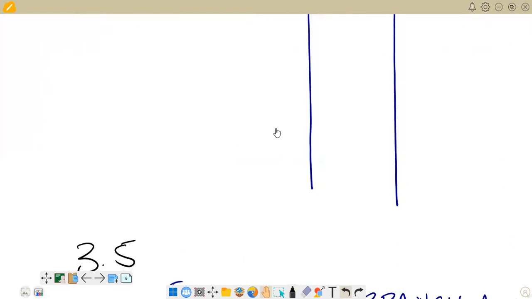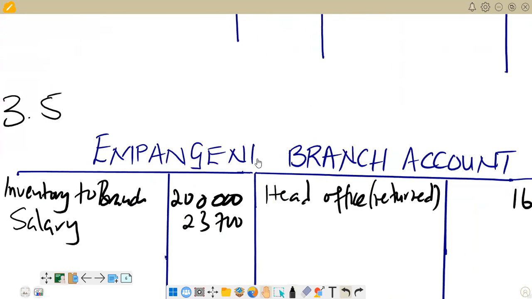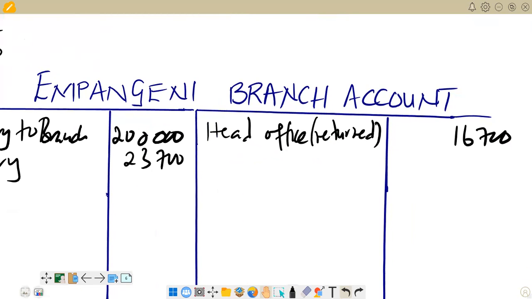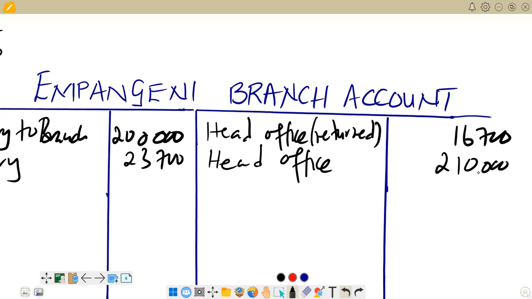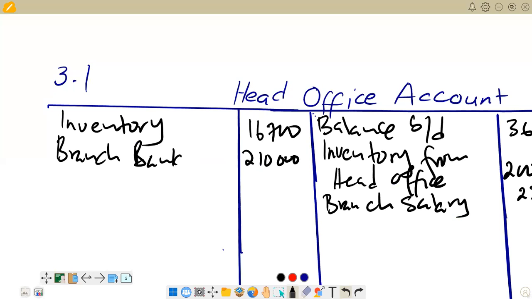And we also show in the Impangen branch account that's where the money is coming from. So we go to the branch account, Impangen branch account. Here we also show it here, and it's 210,000, and it's going to the head office. So we can just say head office, 210,000. So this is what we have. Then we can go back to check what we have in terms of the next one.